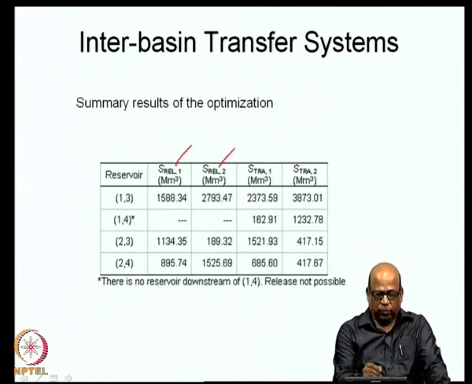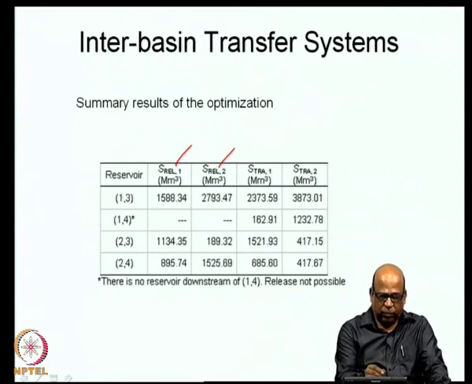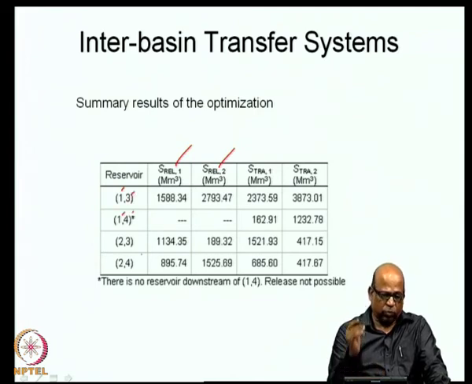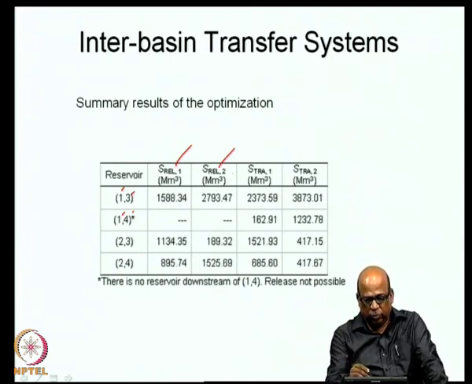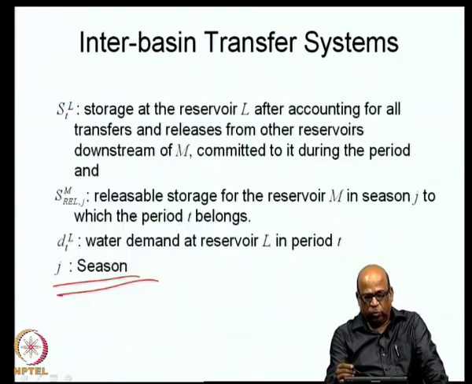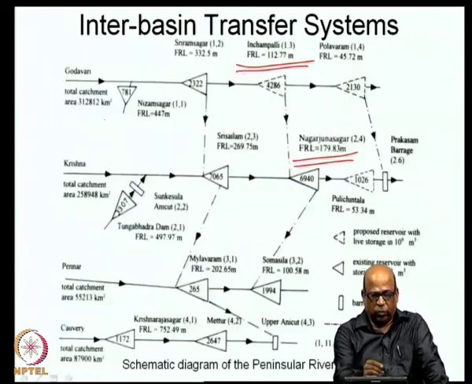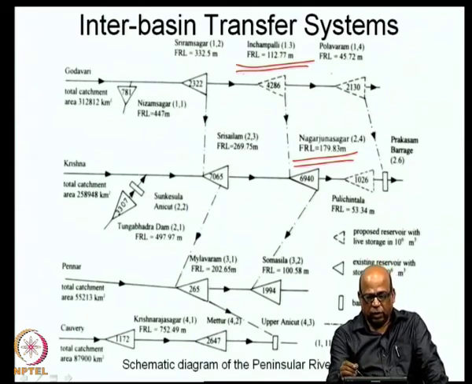Now, 1, 3, 1, 4 etc. indicate the basin number and the reservoir number. So, the basin number 1 is Godavari and reservoir number 3, 1 and 4, 2 and 3, 2 and 4 like this. So, for all of these you get the storage zones. Now, for example, 1, 4, these notations are for 1 is the basin and 4 is the reservoir. So, this is Polavaram is 1, 4.